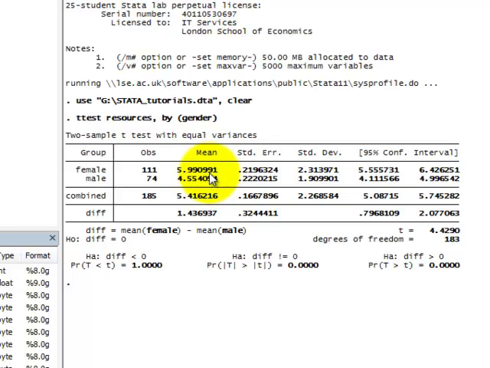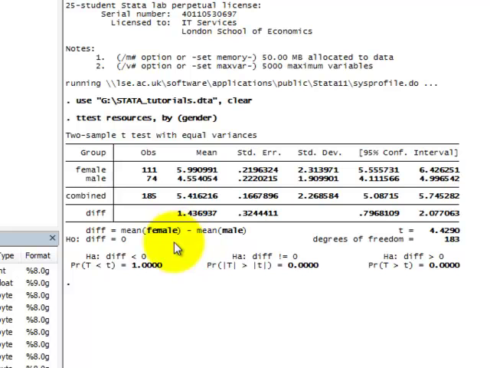We can see that in a 10-point scale, female agree 5.99 with the statement that says that we are using up the Earth's resources too quickly. The sample mean for male is 4.55, so female agree more with this statement than male in the sample. We also have the standard error, the standard deviation, and the 95 percent confidence interval of the means in the population for female and for male.